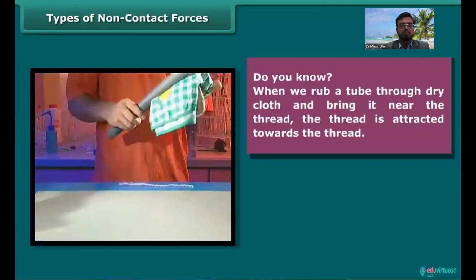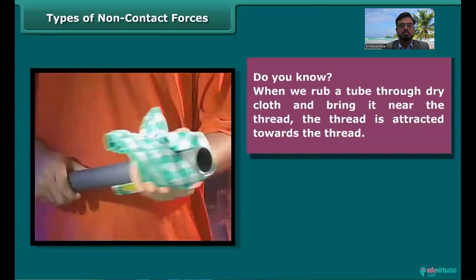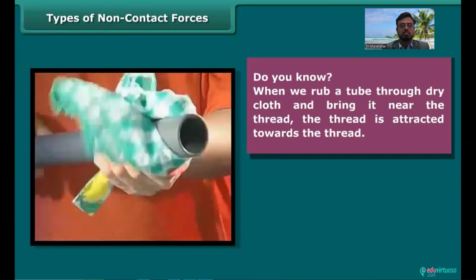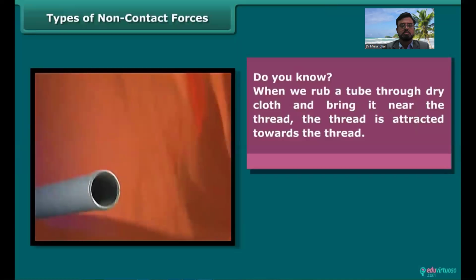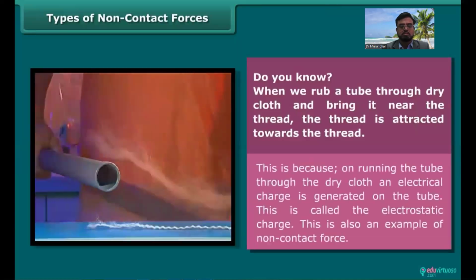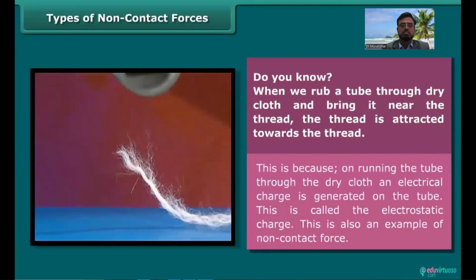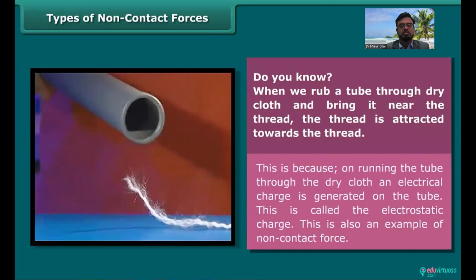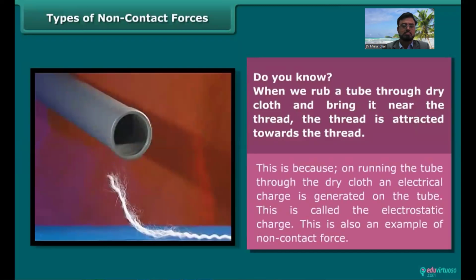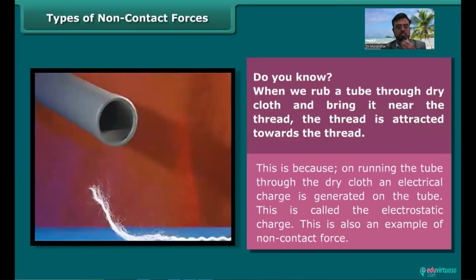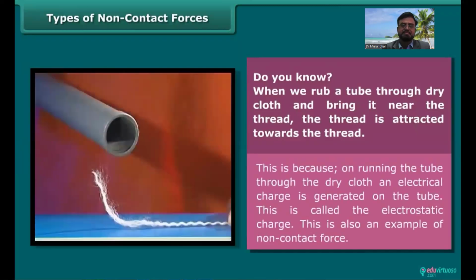Do you know, when we rub a tube through dry cloth and bring it near the thread, the thread is attracted towards the tube? This is because on rubbing the tube through the dry cloth, an electrical charge is generated on the tube. This is called the electrostatic charge. This is also an example of non-contact force.